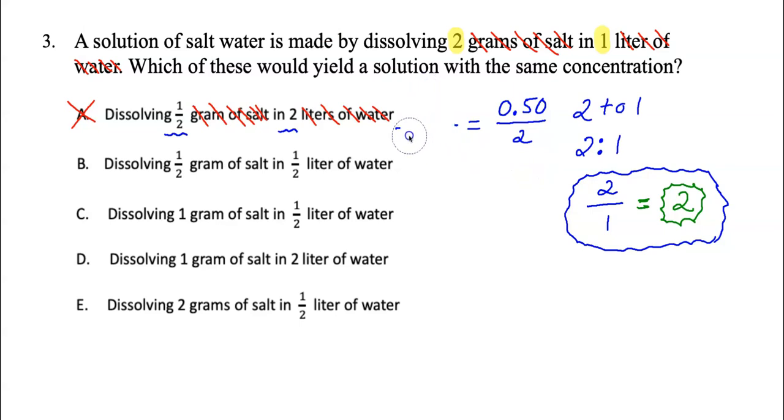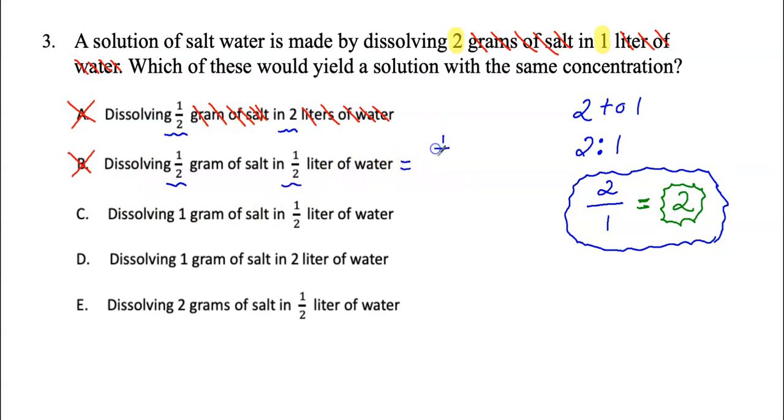Now let's go to B. I can tell B is not going to be the answer. I can cross it out. Let me tell you why. Because it says 1/2 and 1/2 right here. Well, when you divide two numbers that are the same, it always comes out to 1. So I know this is a ratio of 1, but let me show you.